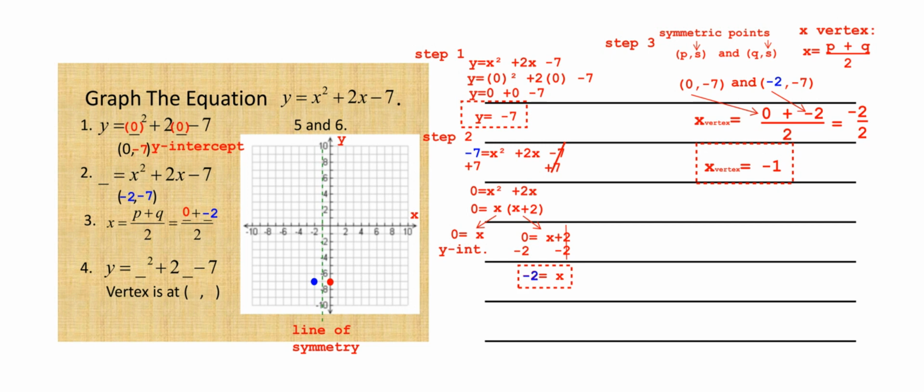Somewhere on that line, we can find our vertex. But we technically still need to find the y value. So that's going to be our last step, finding the y value. So step 4, finding the y value of the vertex. So let's rewrite the equation. y equals x squared plus 2x minus 7. That's the original equation that we got from the beginning.